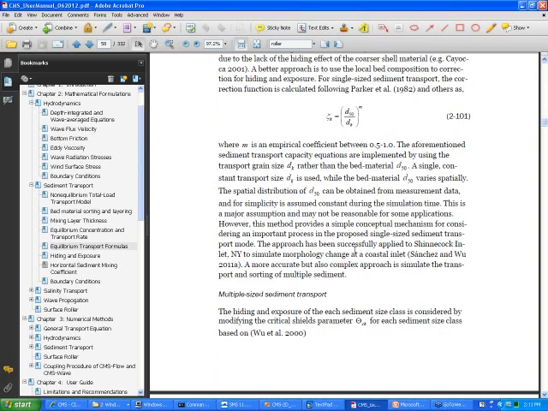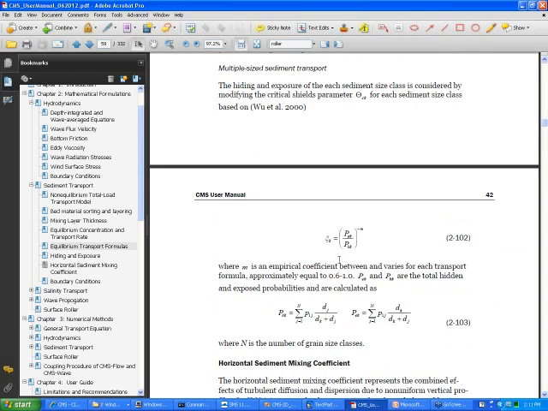A more realistic, but also computationally intensive approach, is to use multiple grain sizes. Okay, and if you use multiple grain sizes, then the hiding and exposure correction factor is calculated using this function here, where P sub EK and P sub HK are the total hidden and exposed probabilities calculated using 2-103.